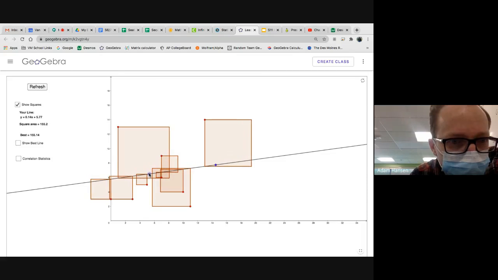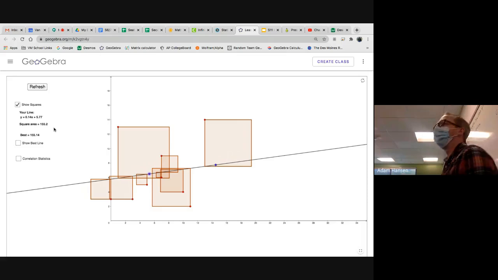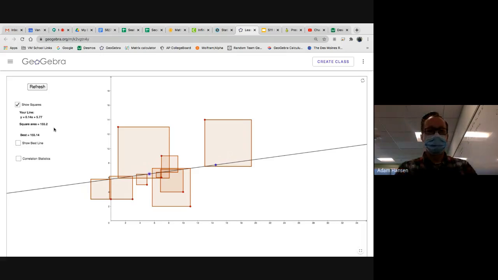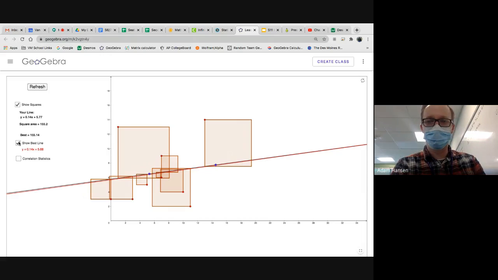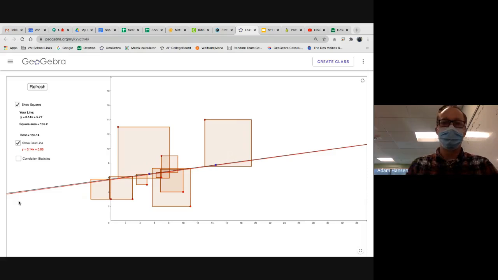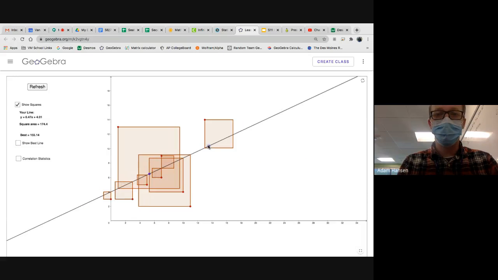Wrong way. That's pretty close. I got 155.2. The best is 155.14 for mine. I'm trying to make as little area in red as possible, as little squared error as possible. Does that make sense? If I actually go ahead and click Show Best Line, I'm pretty close. I'm almost right on top of it now. Any other line is going to have more residual error.